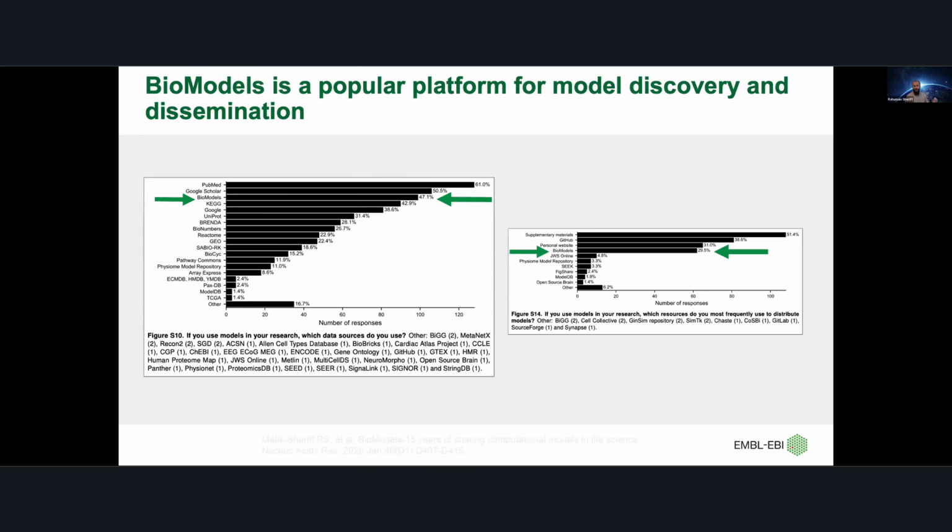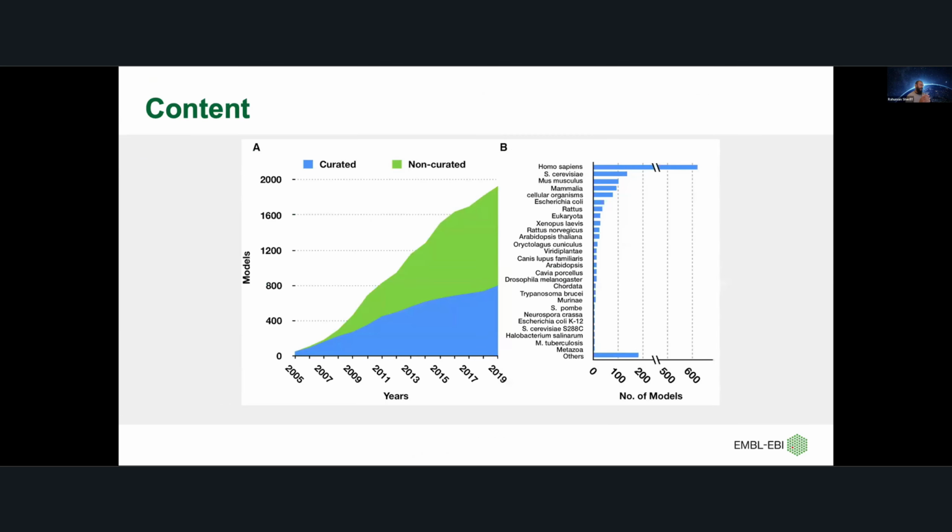BioModels, of course, is very popular in the community for model discovery. For those who are modelers looking for data, they look at PubMed, Google Scholar, and after that, BioModels is a popular avenue where they look for model-related data. And for submission, it is also well preferred, after GitHub, personal website and supplementary material. And BioModels content has been growing over the years.